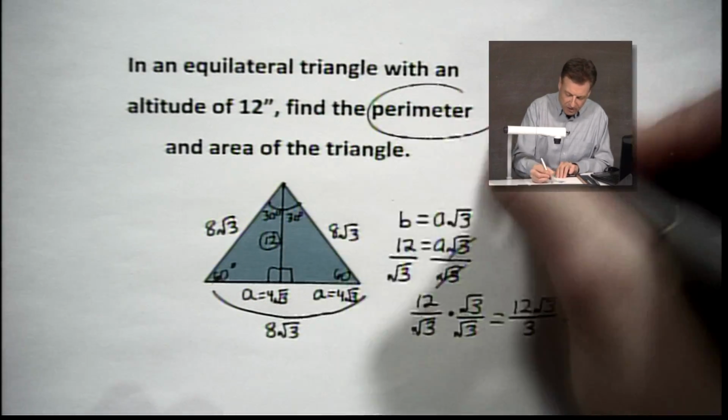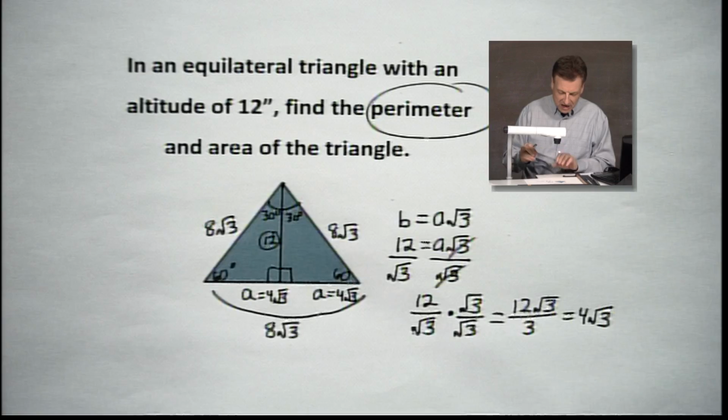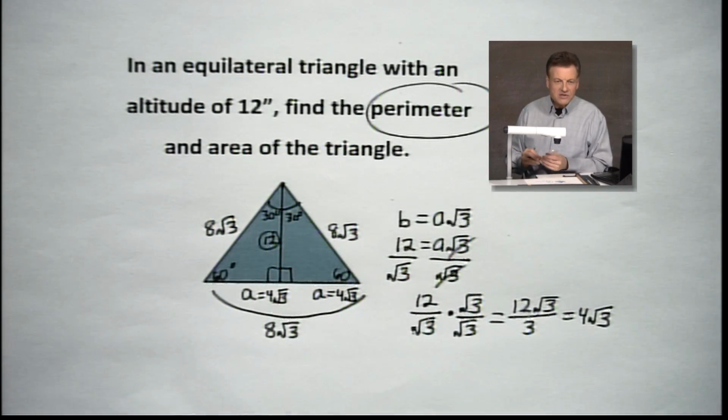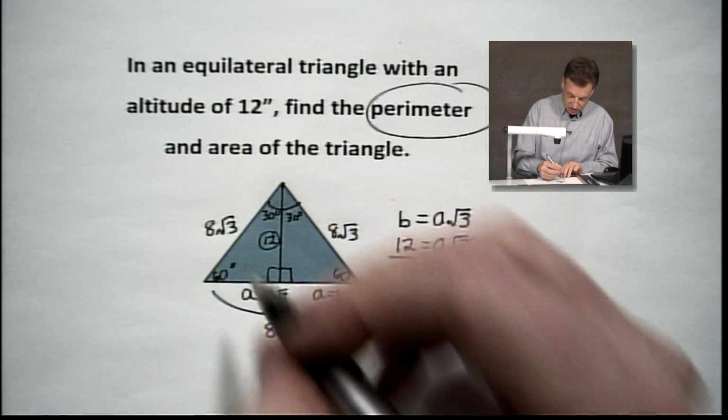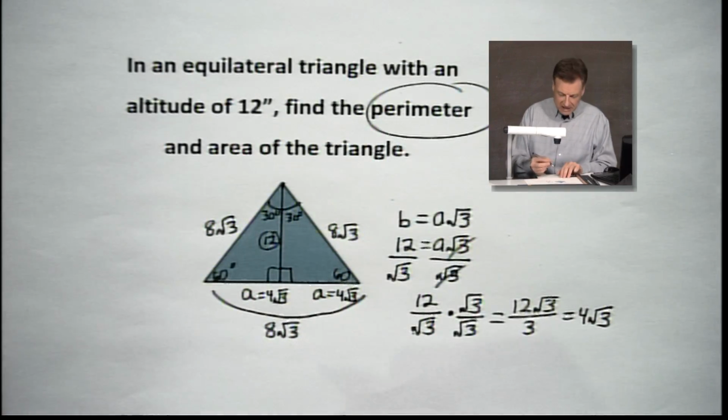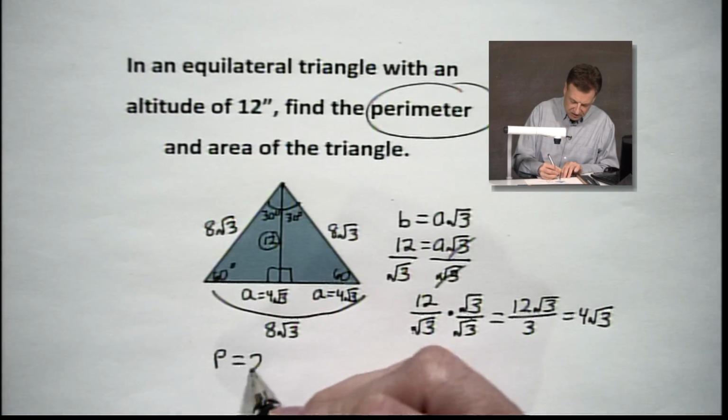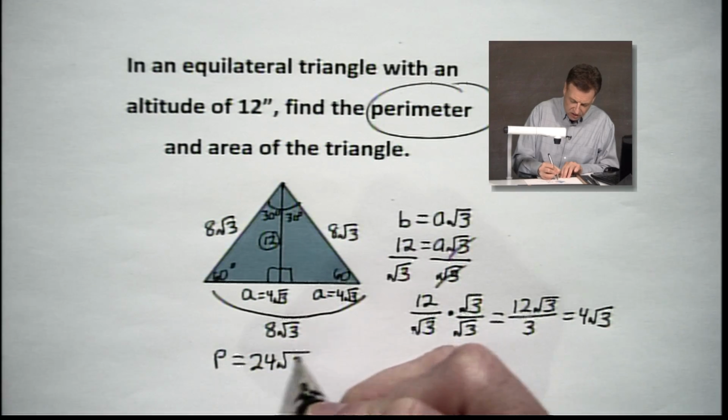It did ask for perimeter. We're not going to forget that this time. We can put them all together this time, my friends, because they all have square roots of 3 attached. So I got 8, and 8, and 8. That gives us a perimeter of 24 square roots of 3.